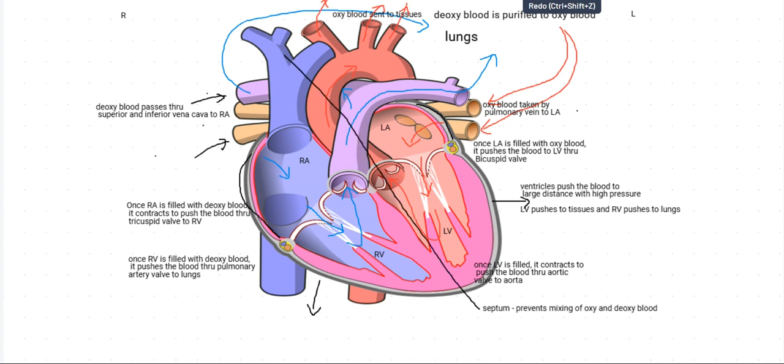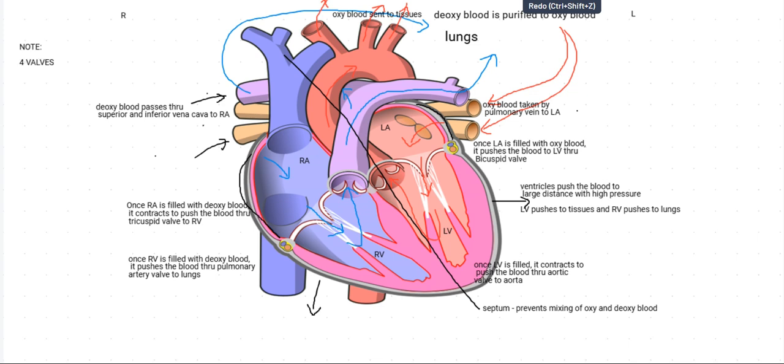Okay. Now, talking about an important muscular tissue which is dividing the heart, it is called the septum. The septum prevents the mixing of oxygenated as well as deoxygenated blood. It prevents the right side deoxygenated and the left side oxygenated blood from being in contact with each other.